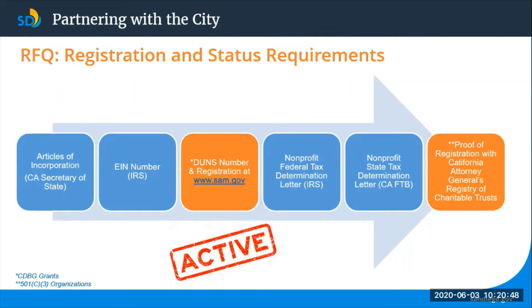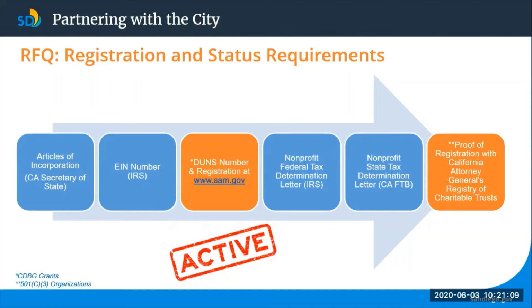The general requirements are listed here, and the ones in blue will likely be required for any city funding source that you're looking to access. The orange boxes there are really specific to the community development block grant process within the City of San Diego.